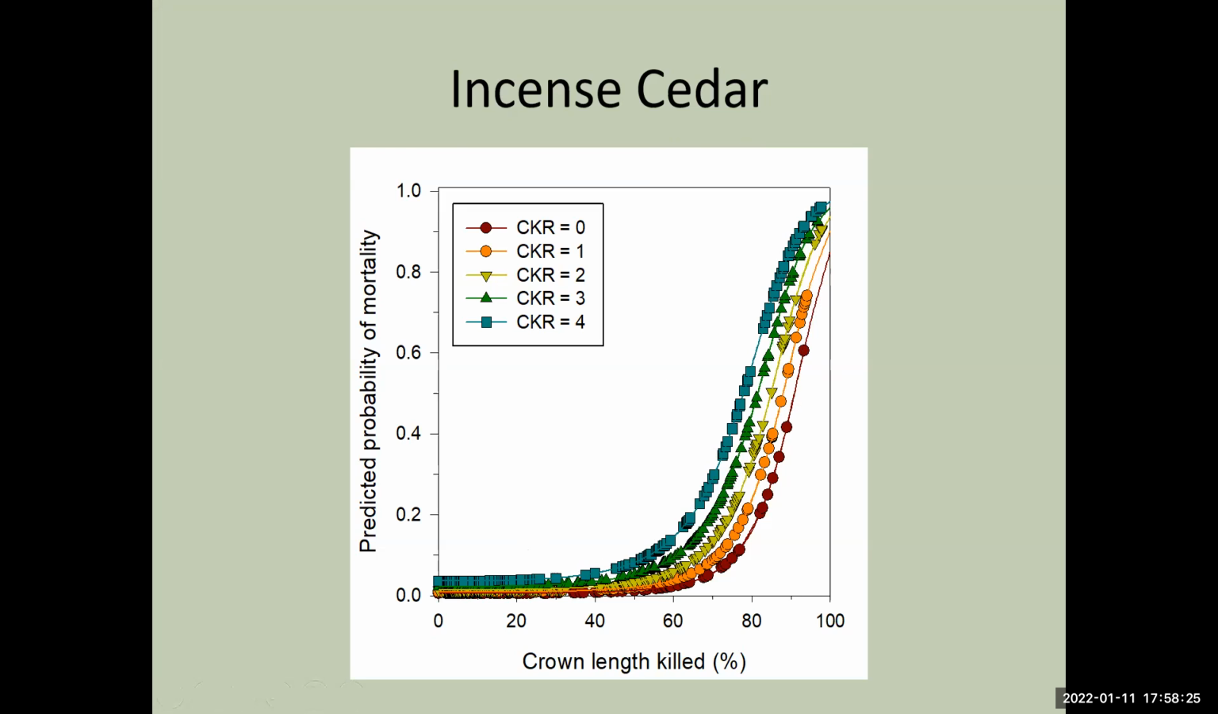But the bottom line is, you look across the bottom, you've got the percent crown length killed. As that increases, the predicted probability of mortality also increases. And so for incense cedar, you really need to get up to about 80% crown length killed before you start having a greater than 50-50 chance, or a 50% chance, of a tree dying. Incense cedar proved to be very resilient to a large amount of crown loss. And we believe that has something to do with the lack of aggressive bark beetles on incense cedar. These trees may have been allowed to sustain their injuries without getting those secondary agents on them.